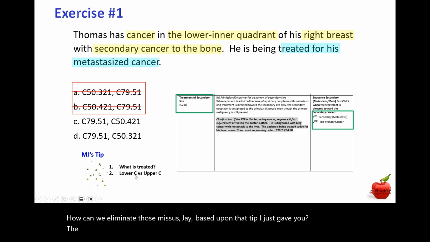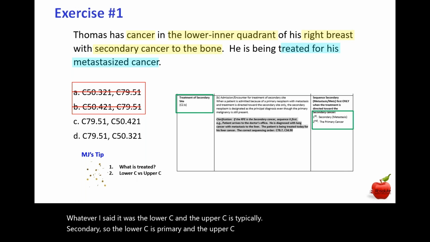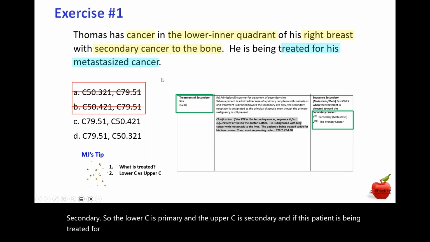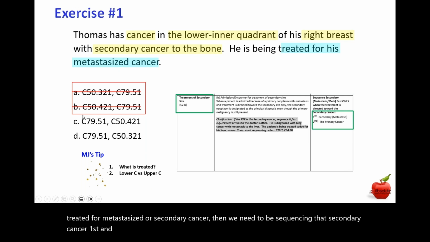the lower C's are primary and the upper C is typically secondary. And if this patient is being treated for metastasized or secondary cancer, then we need to be sequencing that secondary cancer first. And A and B are not. They're sequencing the primary first.